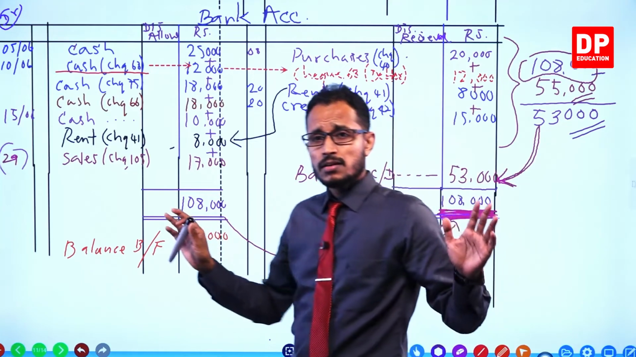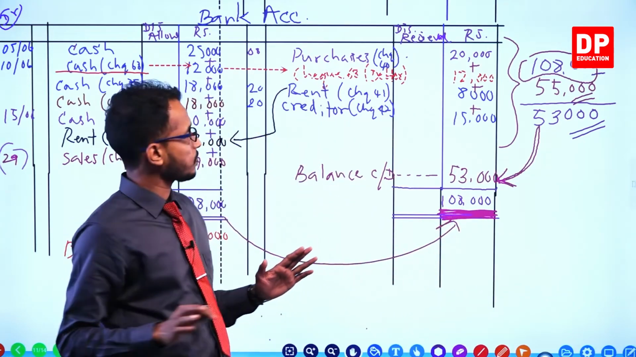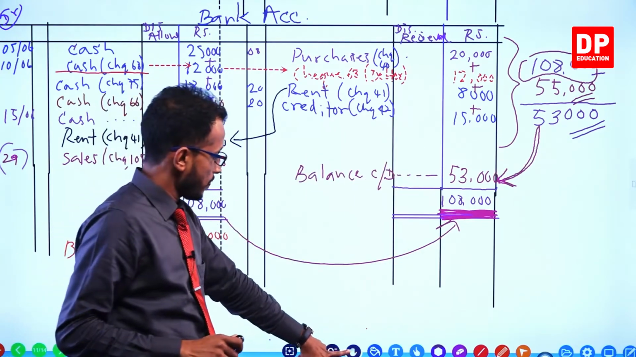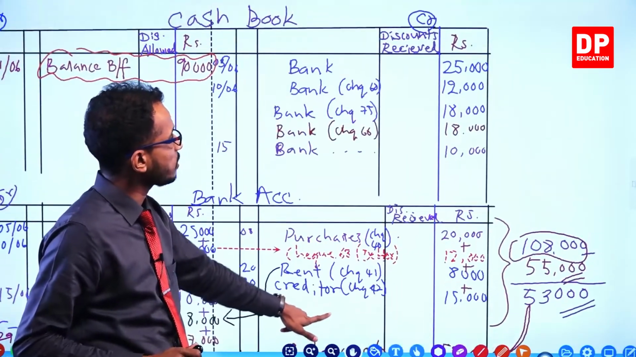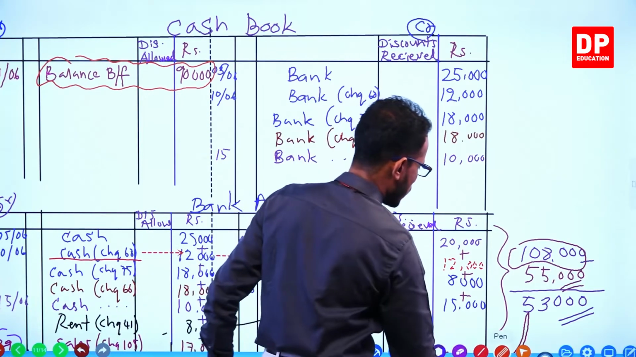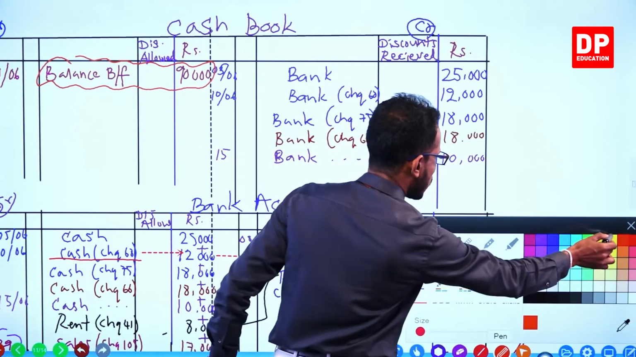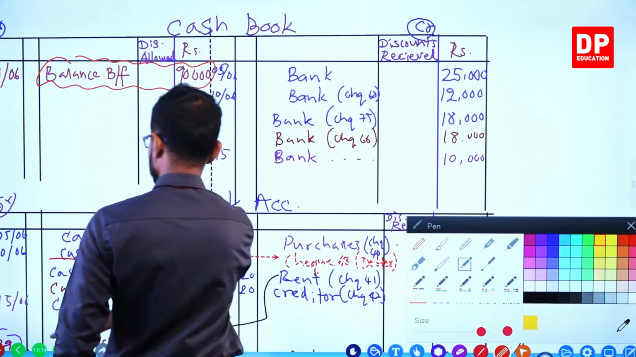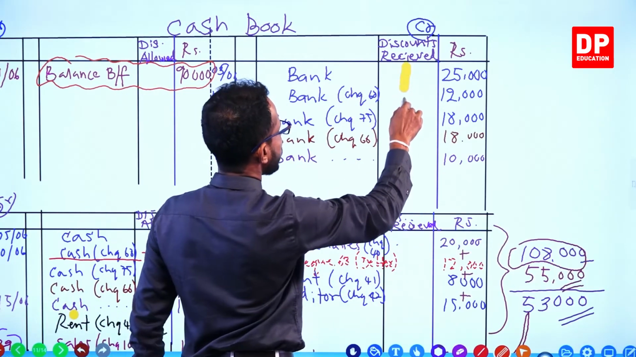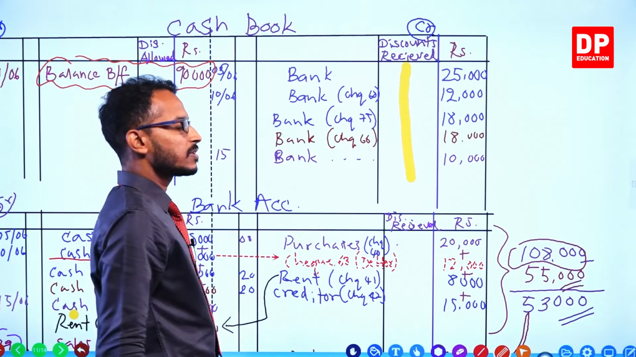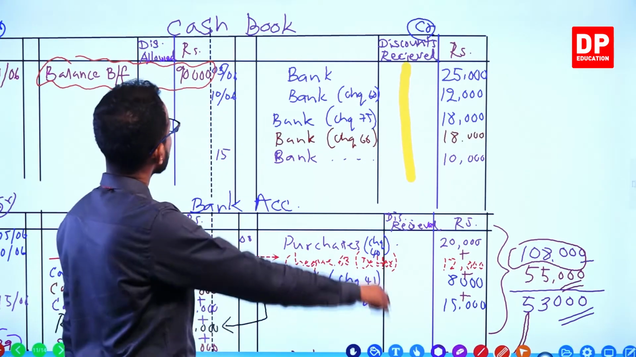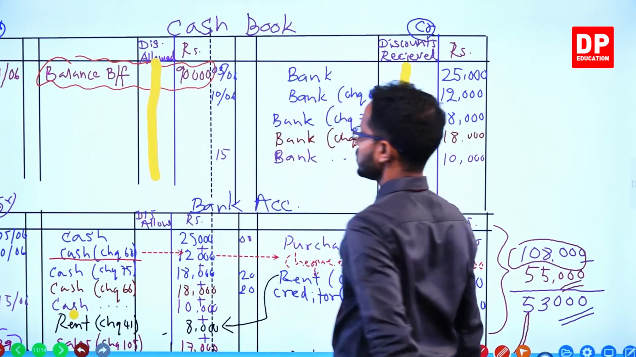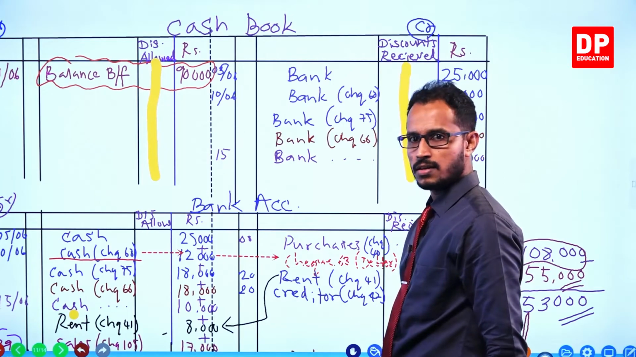Well, we are done with balancing. But there are two amount columns in the bank book. In the cash book too, there are two amount columns. What are these two amount columns? Why, children, did you forget the discount column? Both sides we have the discount columns. Did you forget that? Can't forget that.